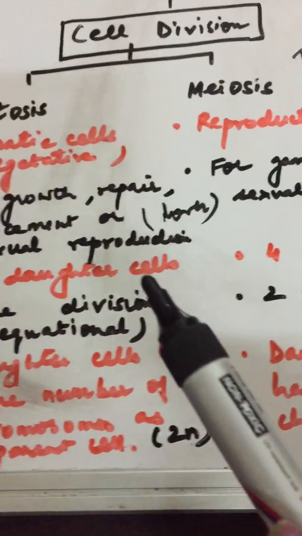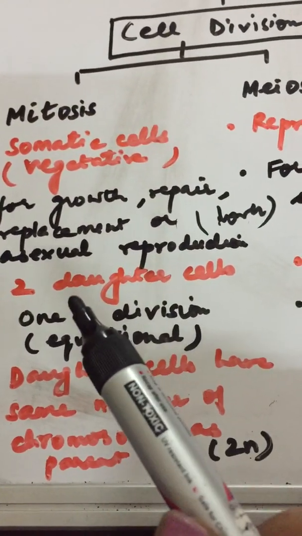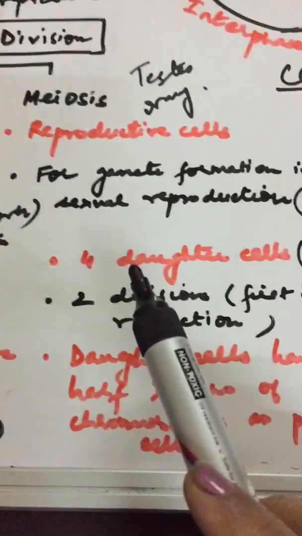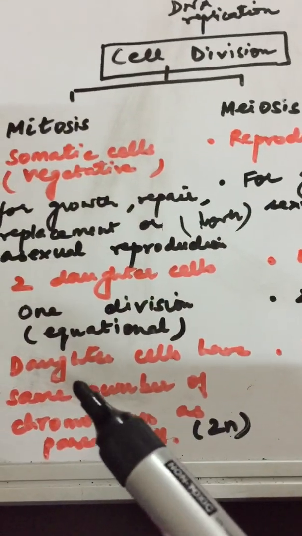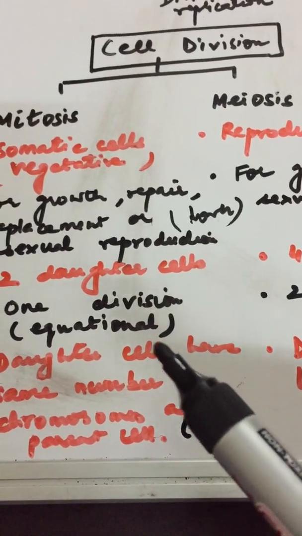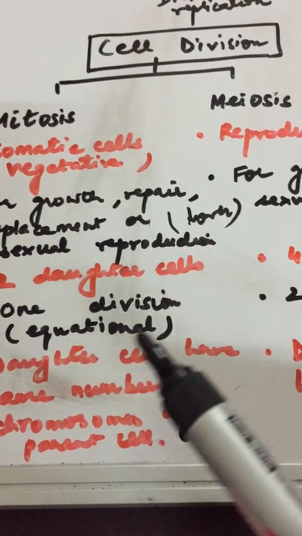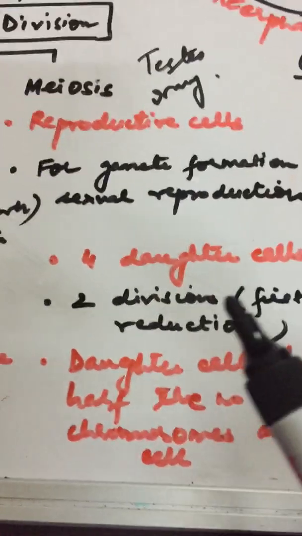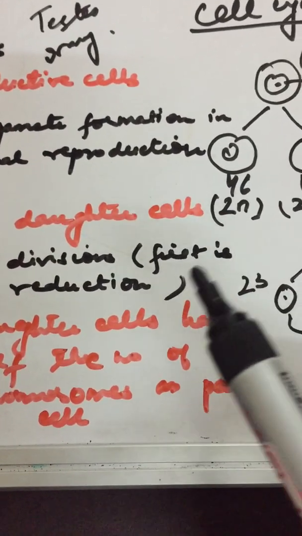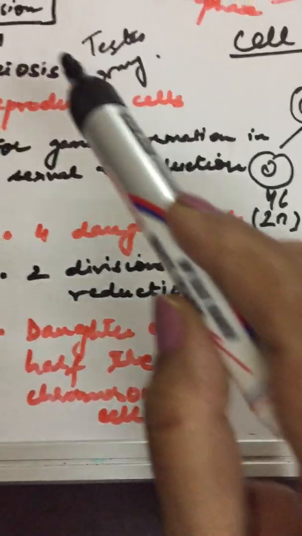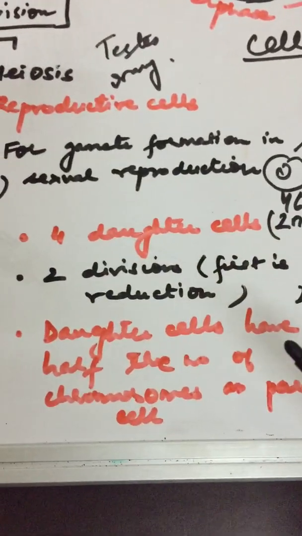Third criteria, number of daughter cells formed. 2 daughter cells are formed, 4 daughter cells are formed. Next criteria, number of divisions occurring. 1 division, which is equational. Meiosis, 2 divisions. First one is reduction, I have not mentioned. Second is equational. But overall we call meiosis a reduction division.